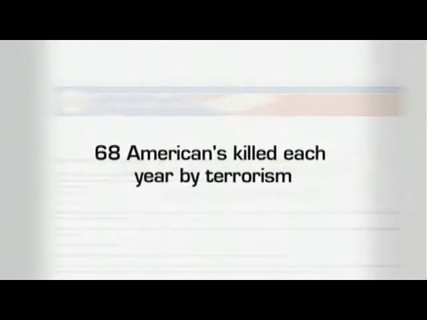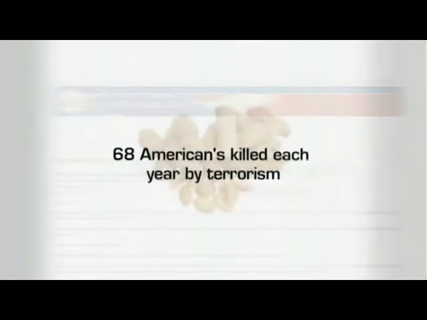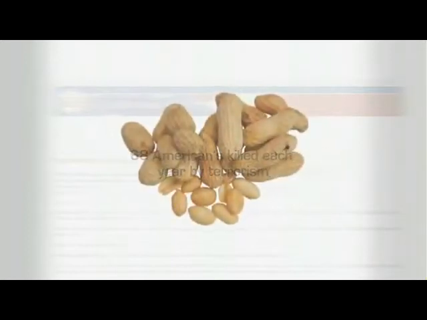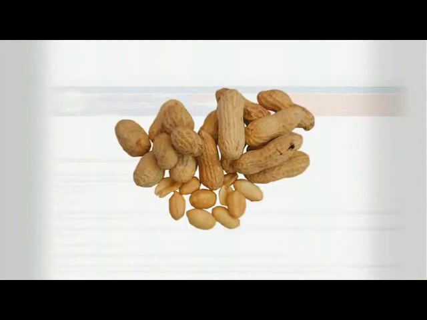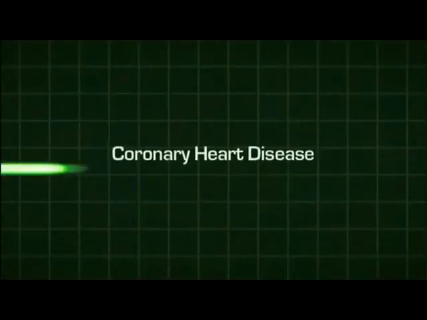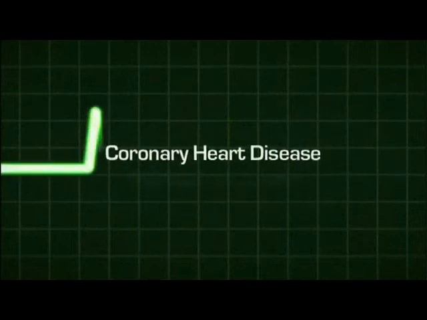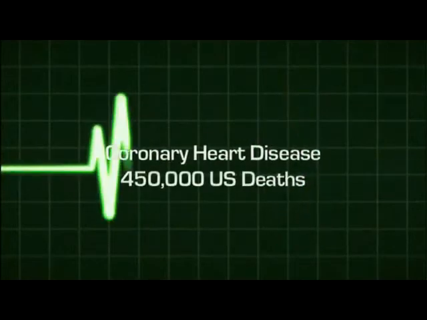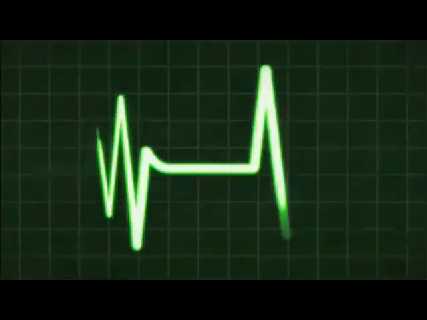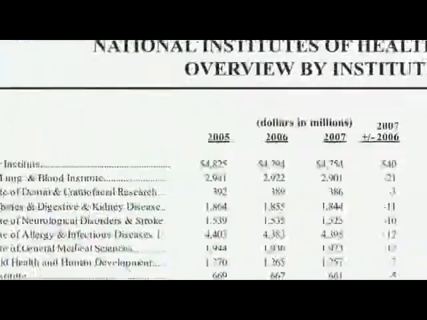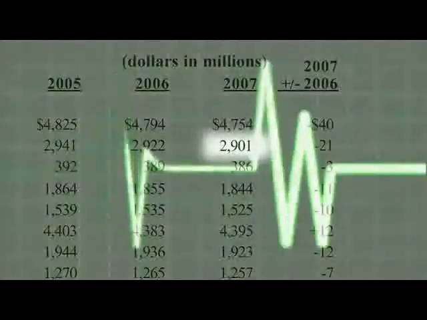Using this number as a general average, which is extremely generous, it is interesting to note that twice as many people die from peanut allergies a year than from terrorist acts. Concurrently, the leading cause of death in America is coronary heart disease, killing roughly 450,000 each year. And in 2007, the government's allocation of funds for research on this issue was about $3 billion.